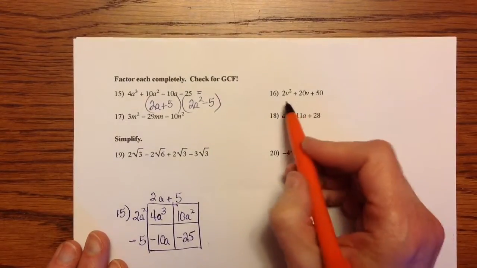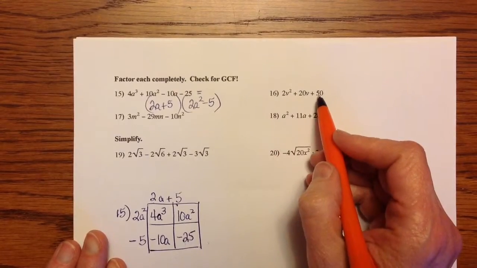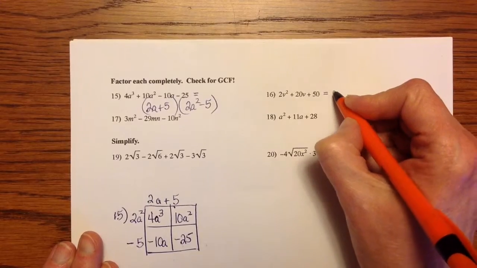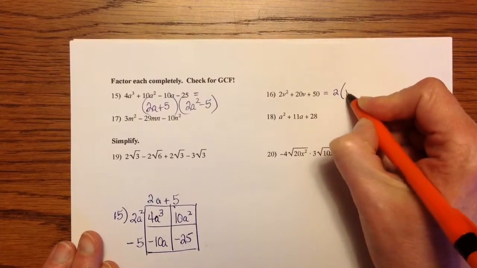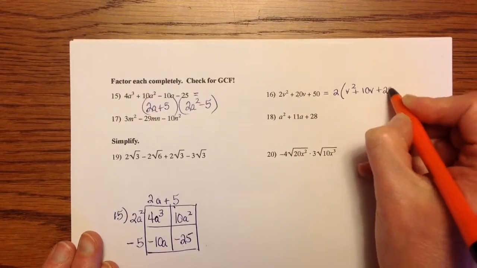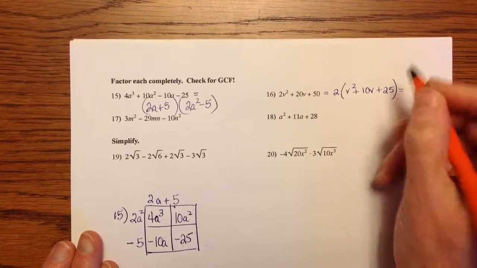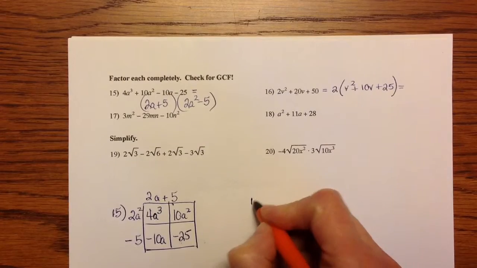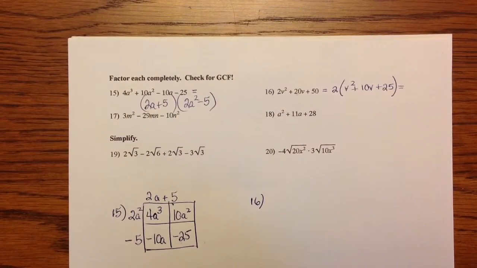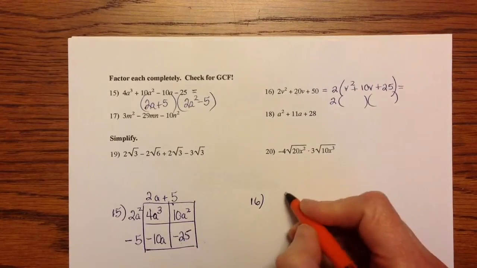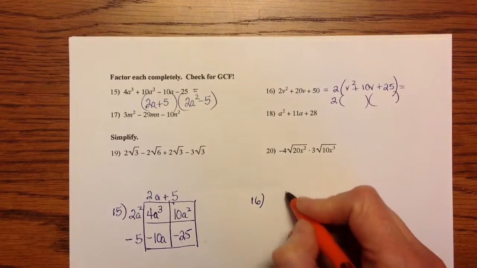Number 16, it's a trinomial, but the first thing that stands out to me is I have a GCF of 2. So I will go ahead and take the 2 out, and I have v squared plus 10v plus 25. Now, I recognize it as a perfect square trinomial. You may not, and you can go on and do it with an x box. I will go ahead and put my 2 binomials here and do the x box below it.